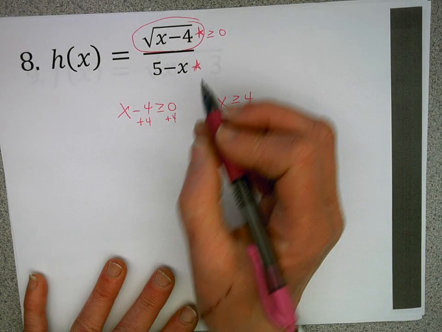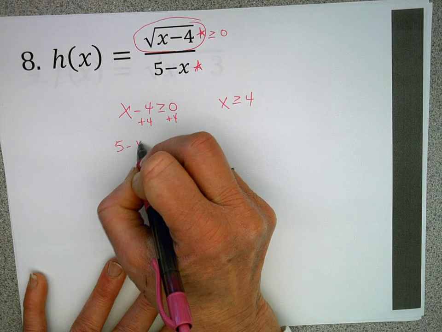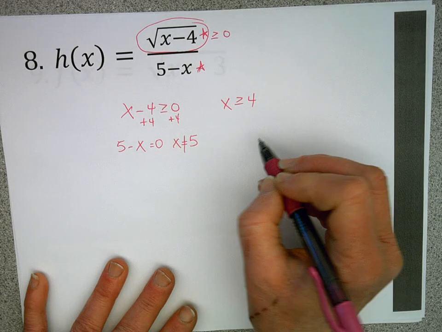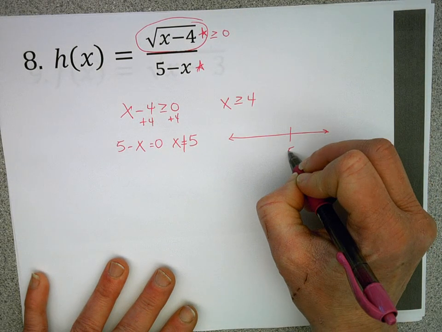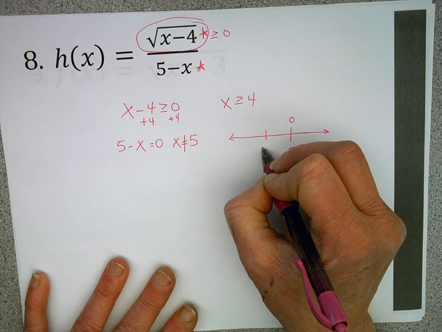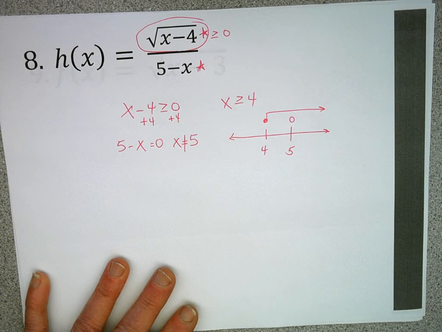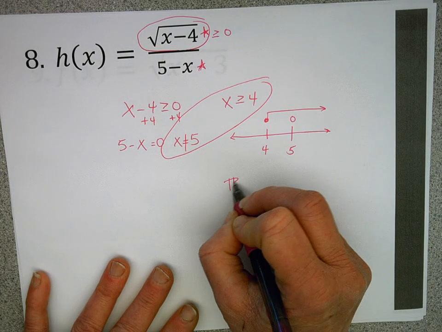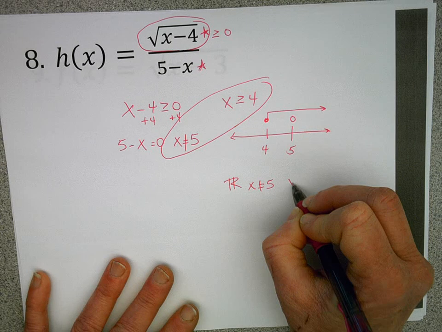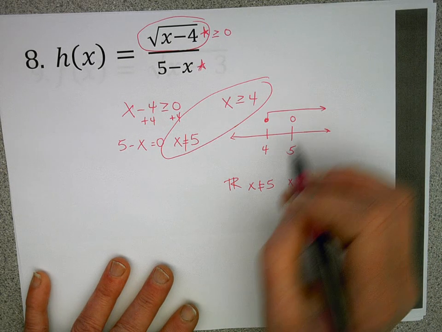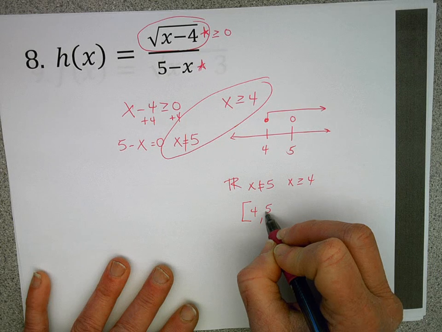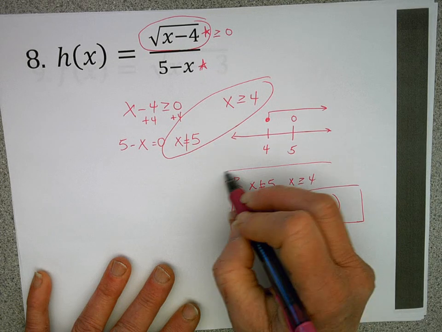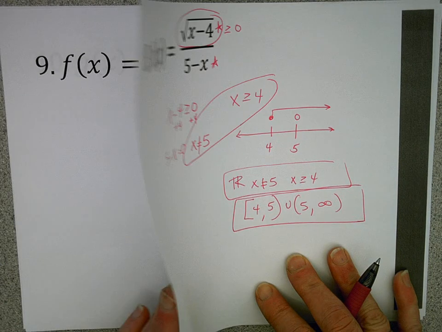Now in the denominator, 5 minus x can't be 0, so x cannot equal 5. To put this on the number line, open circle at 5. We have 4, x is a closed circle and greater. So here's your answer: all reals except x cannot equal 5, or x is greater than or equal to 4, which is kind of confusing. Or if I use interval notation, it would be 4 to 5, union 5 to infinity. Better answer. Most of the time it doesn't matter, but that one is a little better. Okay, I'm going to pause the video and come back.